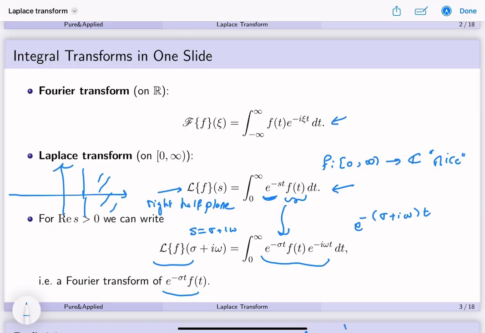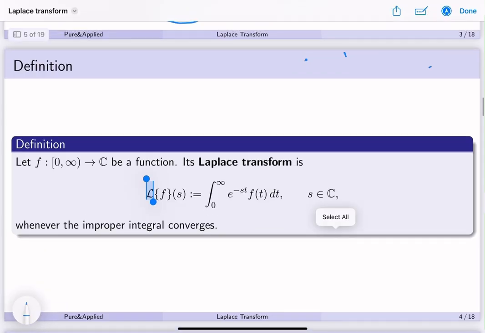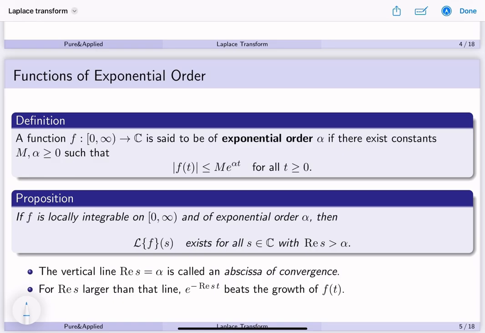However, the purpose of this video is to focus on the Laplace transform, so let's do just that. More formally, this is how we define the Laplace transform. We define it whenever this improper integral converges. However, when does it converge? Well, we need f to be nice enough, in the sense that we need it to have at most an exponential growth of some order.